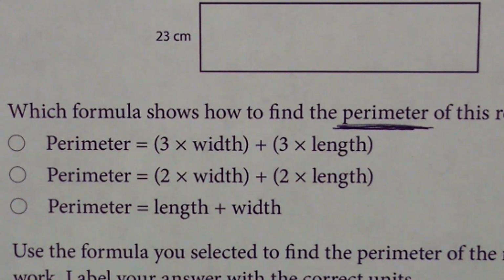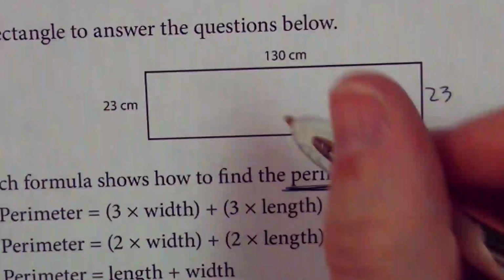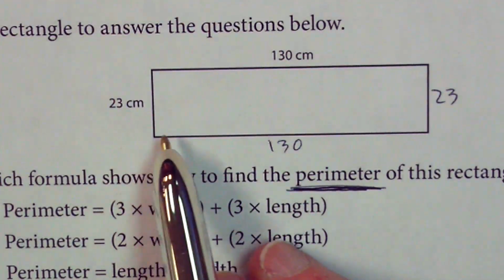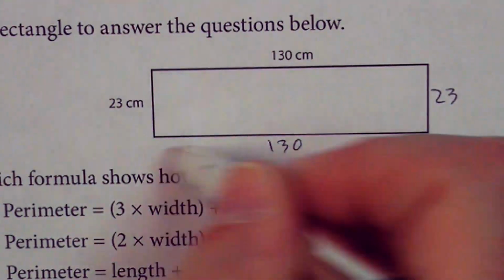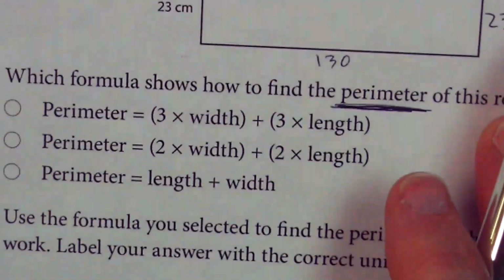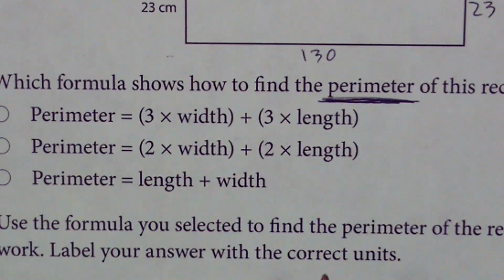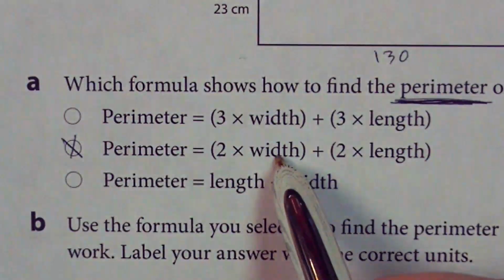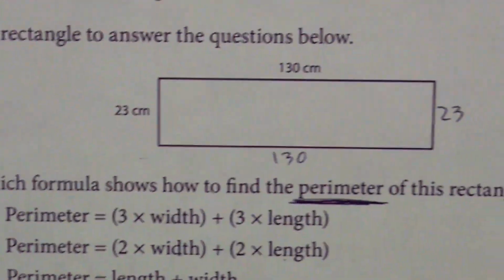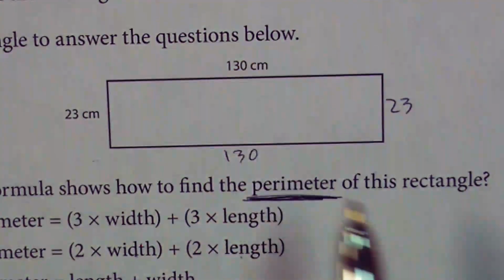Well, we know that there are 2 23s and there are 2 130s. And to find the perimeter, we go all the way around and add up all the sides. So there's 2 23s and 2 130s. So there's 2 widths and 2 lengths. You add them together. Perimeter is when you double the width, double the length, add them together. Does that make sense as you look at this rectangle? Double the width, double the length, add them together.